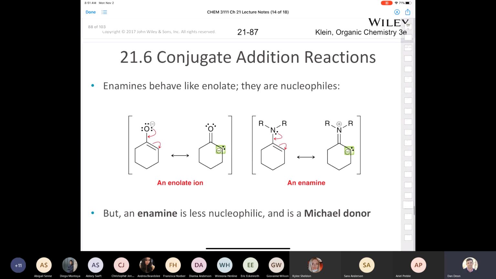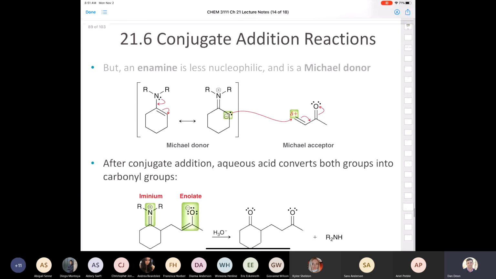Shown on this slide, you can see how an enolate has a negative charge on the alpha carbon, and how the enamine also has a negative charge on the alpha carbon in this resonance contributor. But overall, it has no charge, right? The enolate has a negative charge, whereas the enamine has no charge because the negative charge is balanced out by the positive charge on the nitrogen. Therefore, the enamine is less nucleophilic and makes a good Michael donor. Okay, so it's going to do conjugate addition.